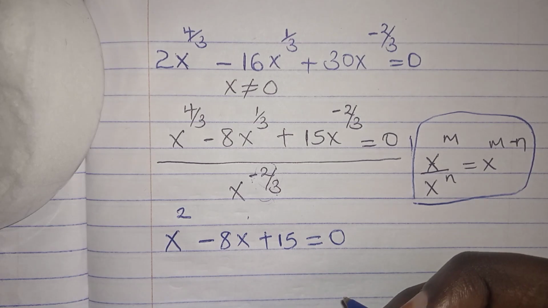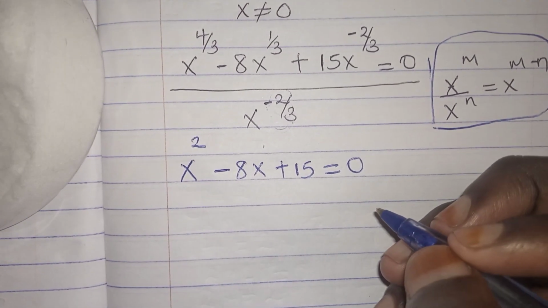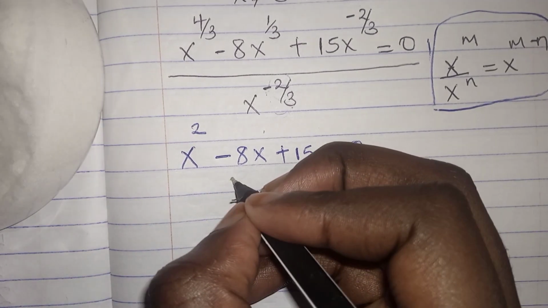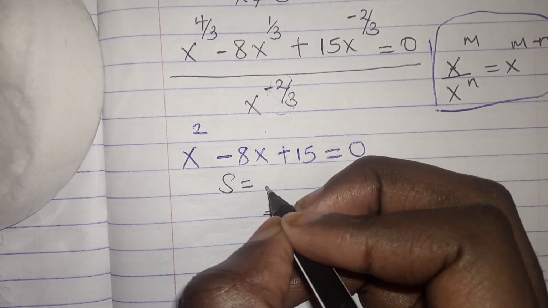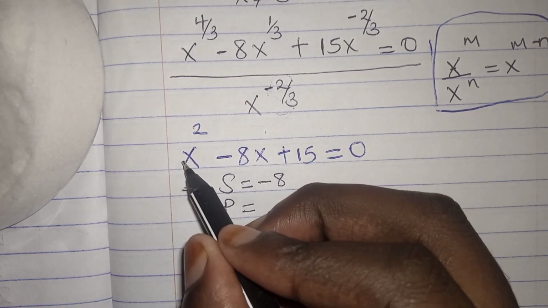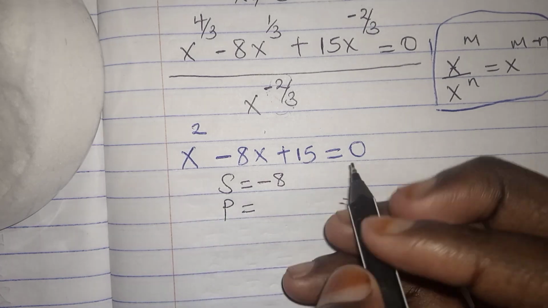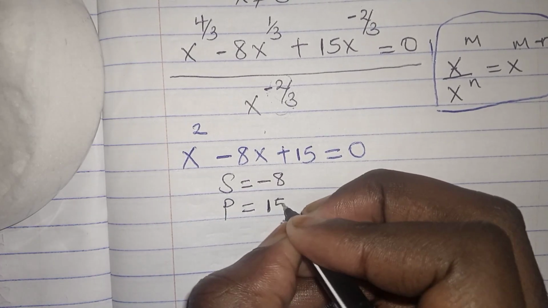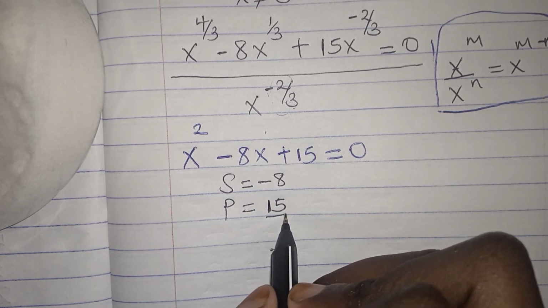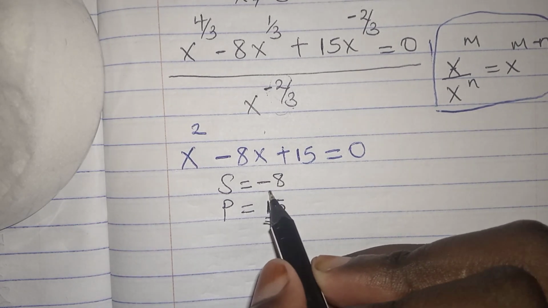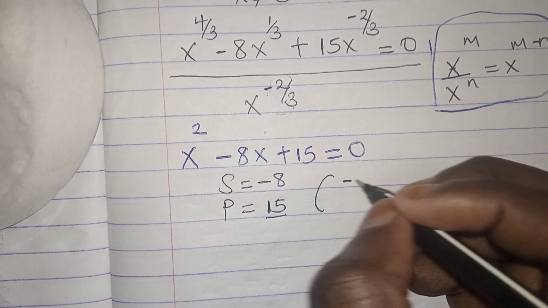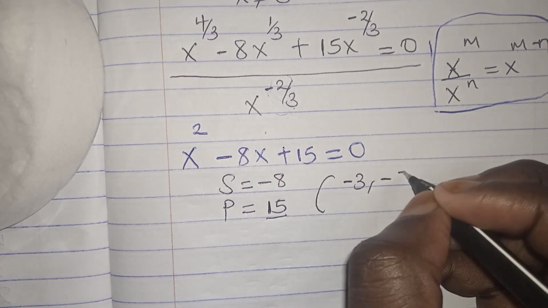Right? So we have a quadratic equation, and I want us to solve it using the factorization or factor method. We have the sum, which is our middle term, negative 8, and the positive. We are going to take the coefficient of x squared, which is 1, times 15. So this gives us 15. We are going to look for two numbers. When we multiply them, we get 15. When we add the two numbers, we get negative 8. And these two numbers are negative 3 and negative 5.